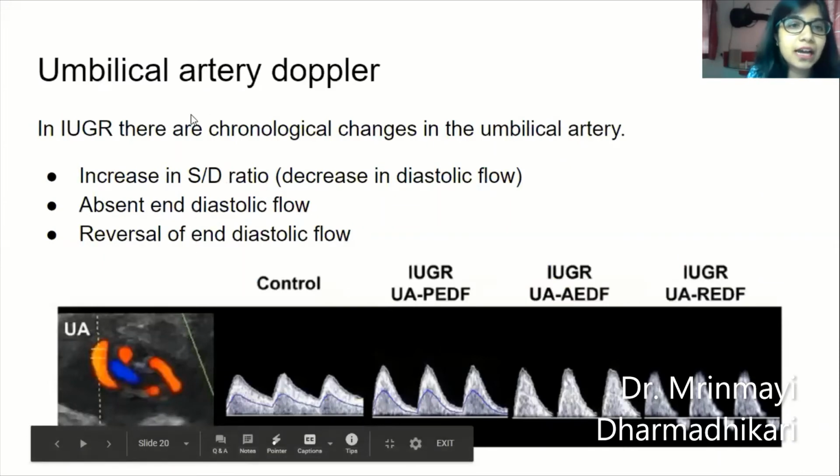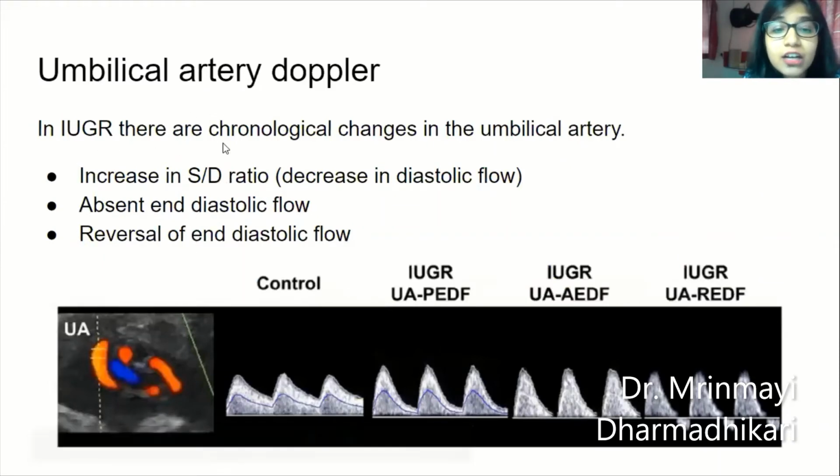Now, coming to umbilical artery Doppler. As we saw in IUGR, there are chronological changes in the umbilical artery. First, there is an increase in the SD ratio because of decrease in diastolic flow. As we saw, increase in placental resistance decreases the diastolic flow, and hence this ratio increases, followed by absent end diastolic flow and reversal of end diastolic flow.